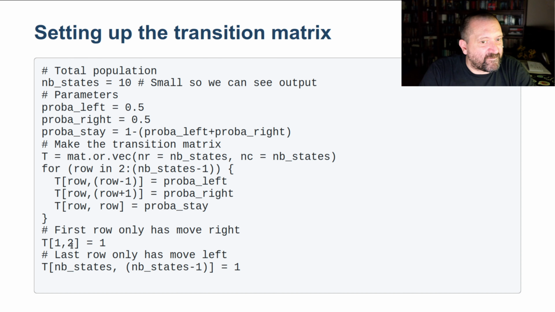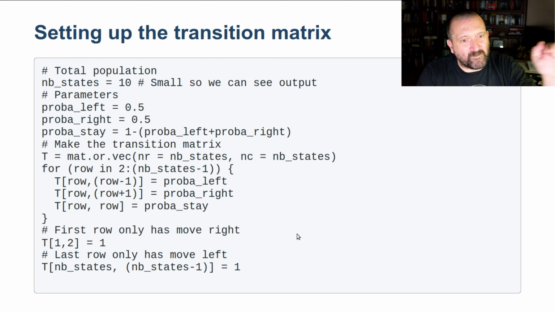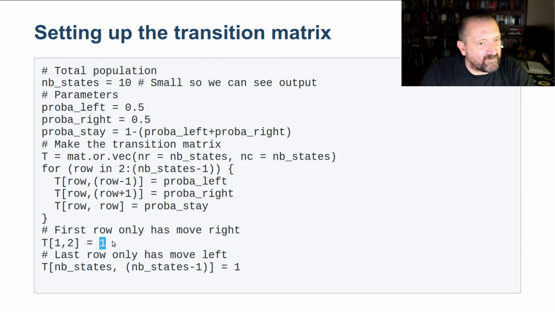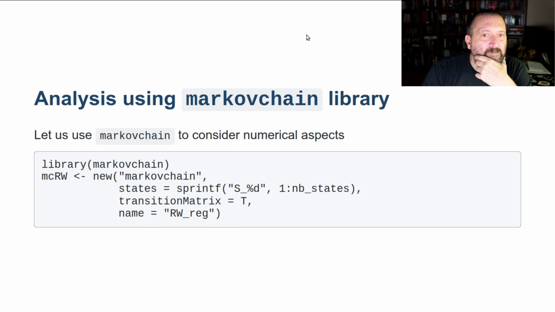And then in the first row, I can only move right. I can go from 1 to 2. This is probability 1. And on the last row, I can only go from number of states to number of states minus 1, so left, and I'm putting 1 here. And I'm going to use the Markov chain library, which I briefly mentioned in the stochastic systems lecture.